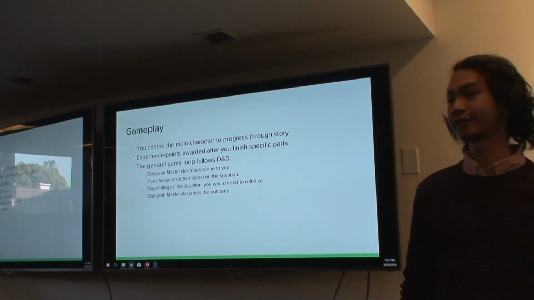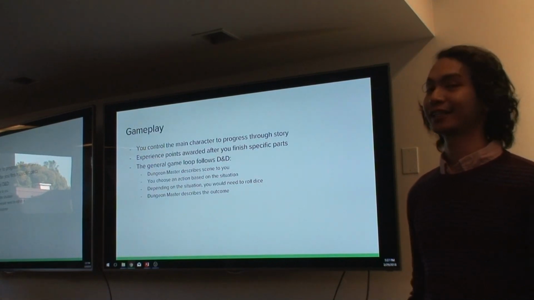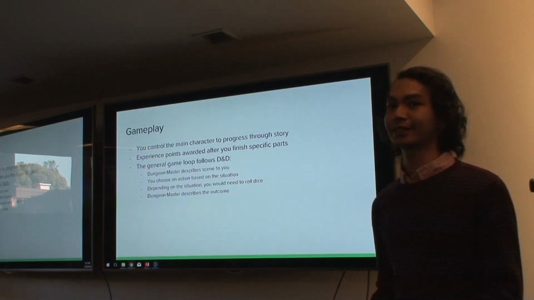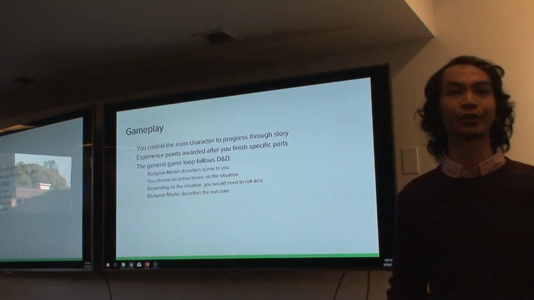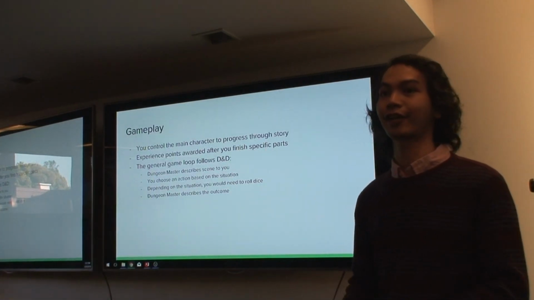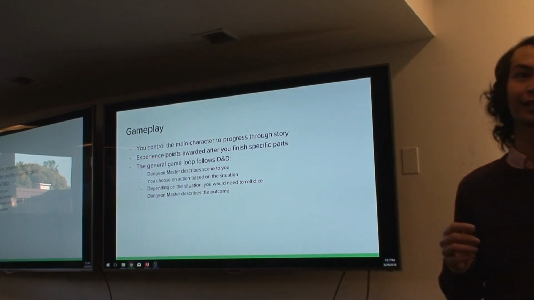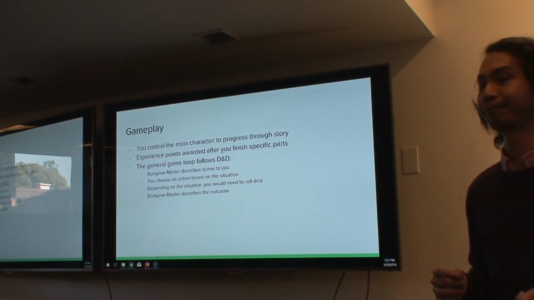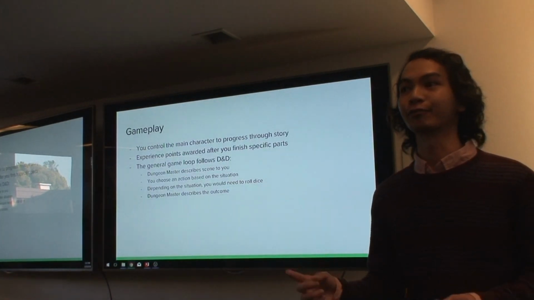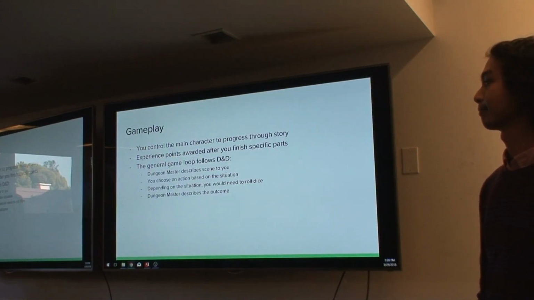So how do you play, and how will you actually learn it? You control the main character as you progress through the story, and as with D&D, experience points and level ups are given after you pass specific points in the story. The general game loop of D&D follows: the Dungeon Master describes the scene and what's happening. The player describes and decides what action he will do. Depending on the situation, he will need to roll a dice, then the Dungeon Master describes the outcome, whether it's good or bad. So you don't have much of a choice between rolling a 1 or a 20.